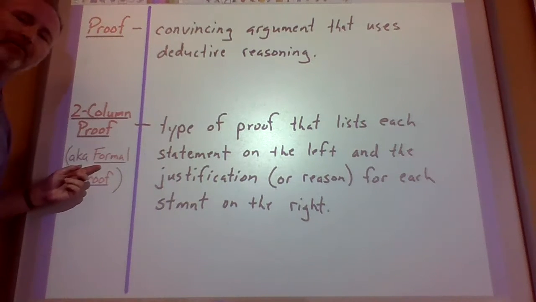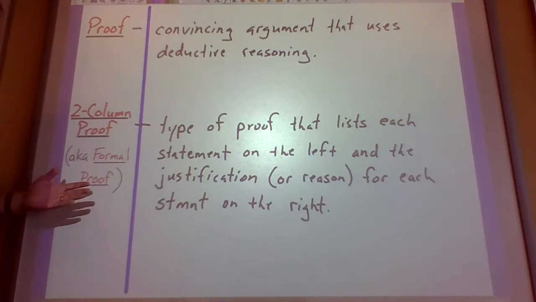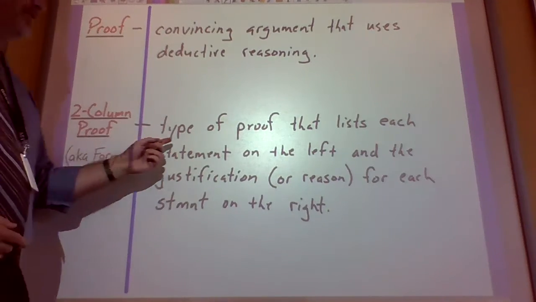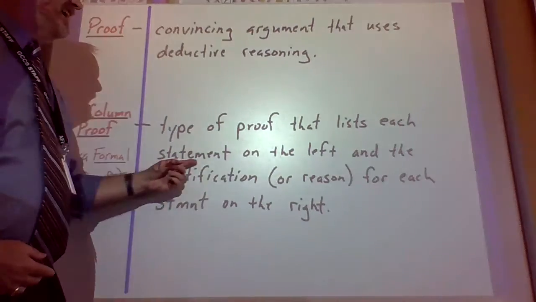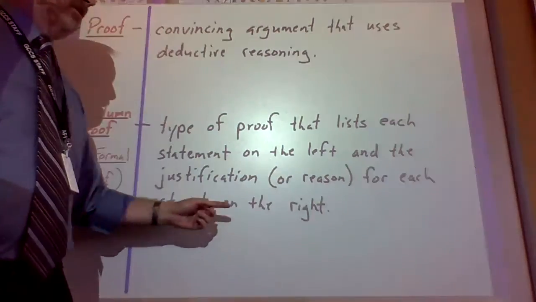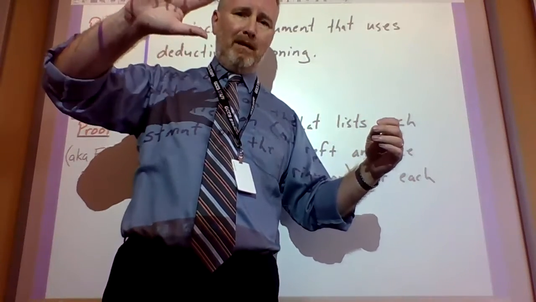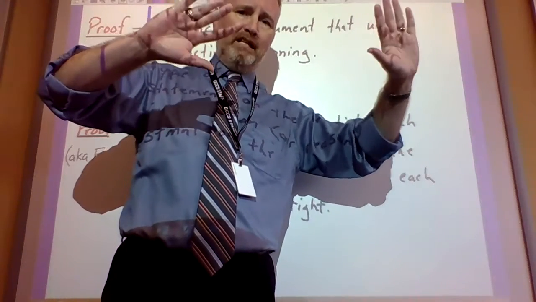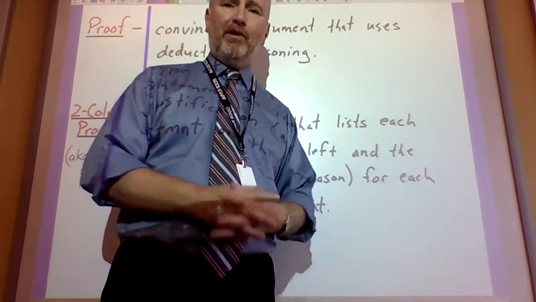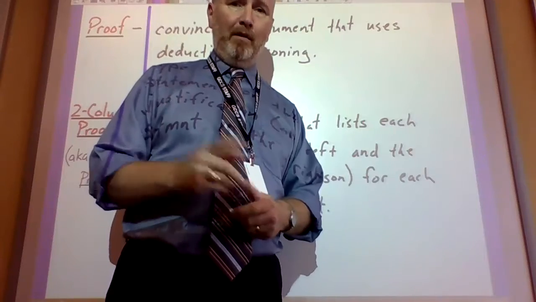It's also known as a formal proof. I probably won't say that term beyond today, but there is, yes, an informal proof as well, but we don't really talk about that too much. And a 2-column proof is a type of proof that lists each statement on the left and the justification or reason for each statement on the right. So this is not just somebody blowing loud. This is somebody making a statement and then backing it up with a reason. So if they do that each time and back everything they say up with a reason that is accepted, they've just proven something, all right? And we're going to do that.